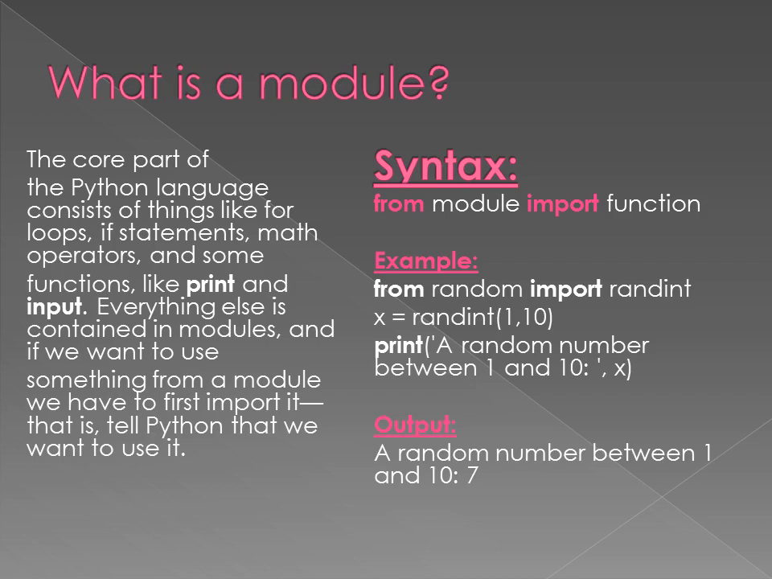For this purpose we place a statement, from random import randint, and then we use the function randint, and this will return a random integer between 1 and 10, and assign this value to the variable x. The print statement displays the value which is stored in x, and it displays here 7, which is returned by the random integer.